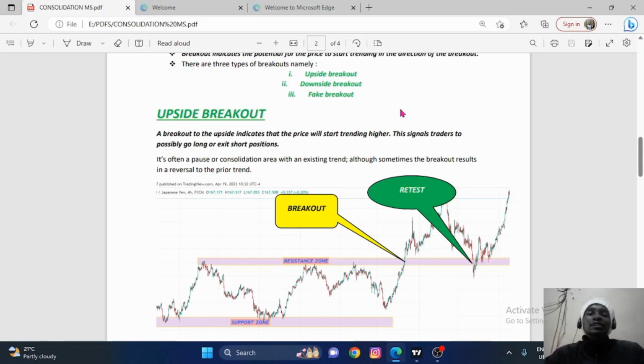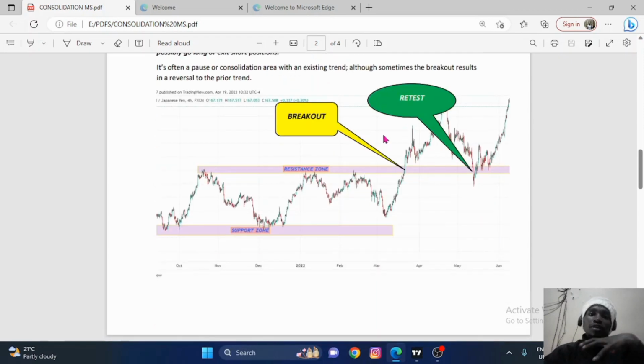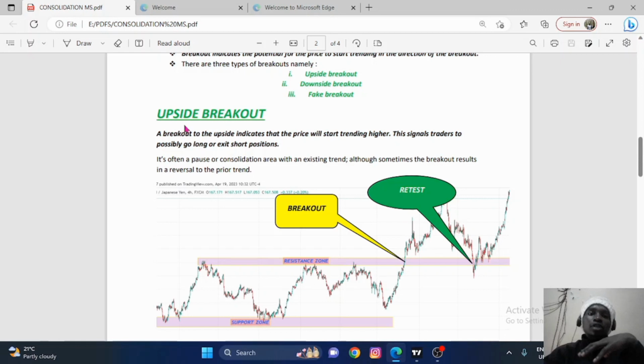This is mainly called a liquidity grab, whereby most of the time you find that a fake breakout runs for your stop losses. Exactly. Now let's go deep into each of them. The first one I will be illustrating is the upside breakout.